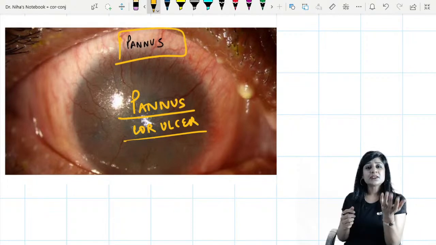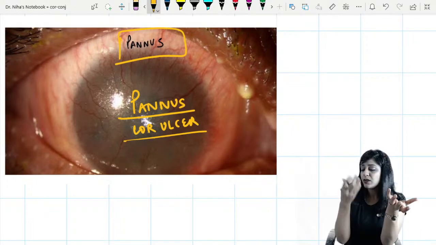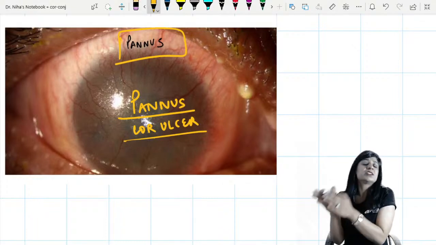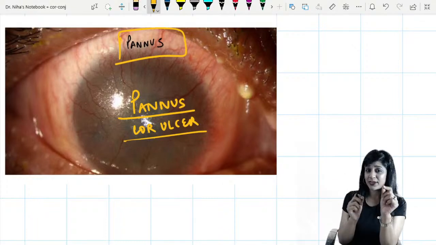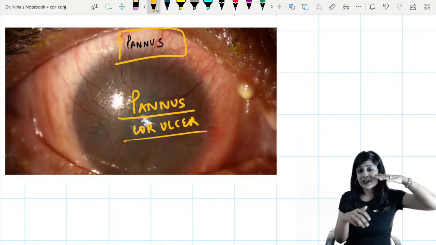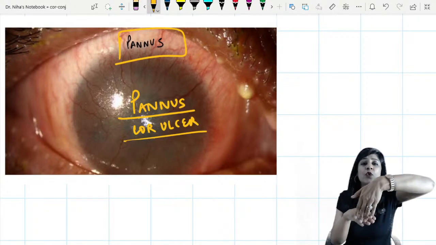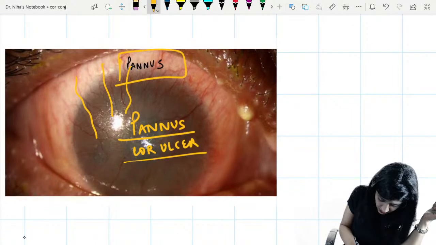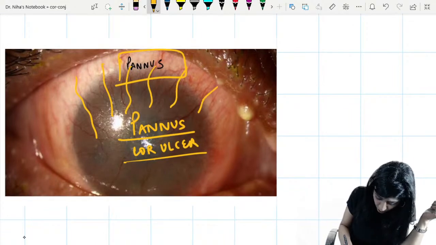See what happens, conjunctiva is vascular, cornea is avascular. Now when I have chronic keratoconjunctivitis, okay? So if I have inflammation both in the cornea as well as in the conjunctiva, the vessels from the conjunctiva will grow over the cornea. Can you see here these vessels from the conjunctiva? They are actually growing over the cornea.